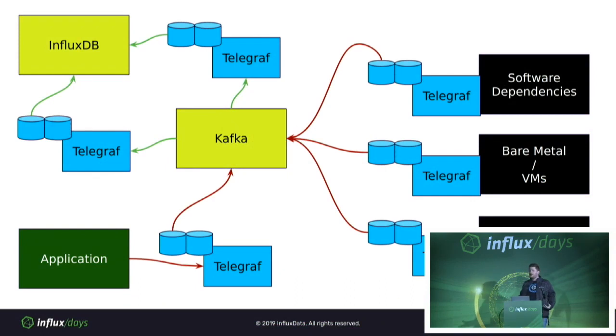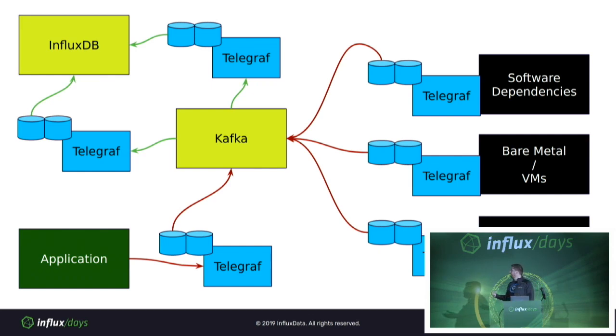So we're starting to evolve this architecture even more. We've got Telegrafs everywhere. They're writing into Kafka instead of InfluxDB. We now use Telegraf, which has a Kafka consumer, which I'll show you in a minute, that can consume that topic and then control the rate of writes to InfluxDB.